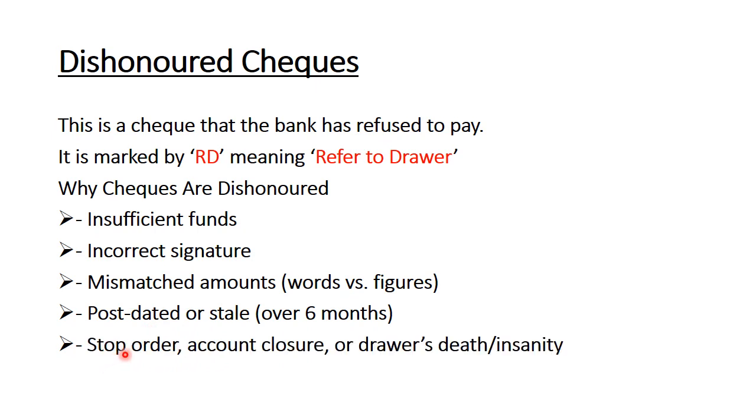Also, there could be an issue of a stop order or account closure or the drawer's death, or the drawer has gone mad, the owner of the check has gone mad. In that case, no money can be withdrawn. Okay.